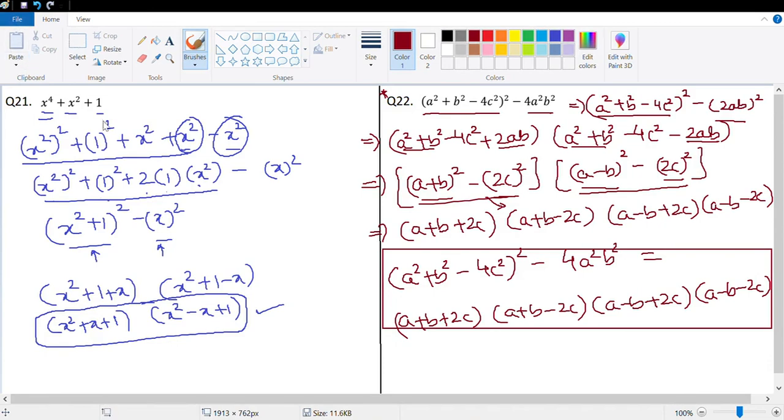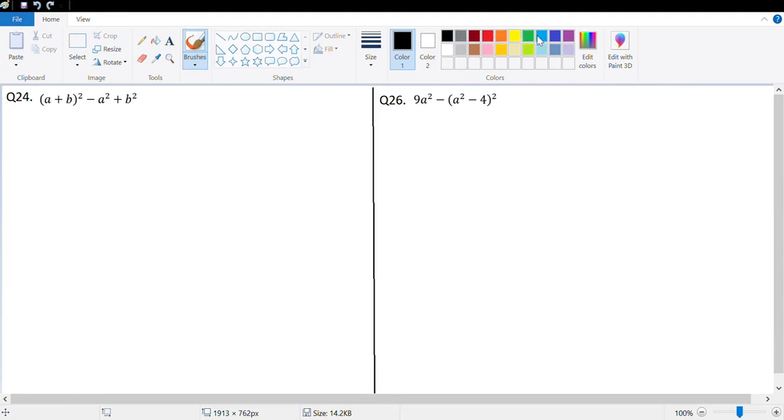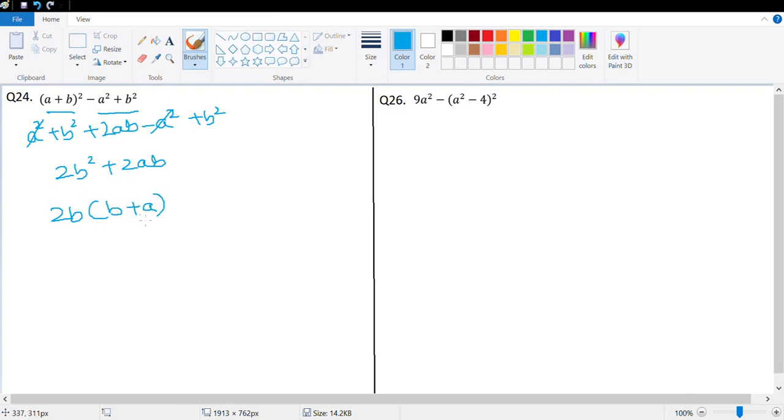The next question that we're doing is question number 24. Let's look at the question. It says a plus b the whole square minus a square plus b square. So let's see if I can do something from here. Don't think anything can be taken common. So let's open the bracket. So a square plus b square plus 2ab minus a square plus b square. Negative a square and plus a square gets cancelled. So we have 2b square plus 2ab. I notice 2b is common. So 2b taken common, I have b plus a. So that's the final answer.